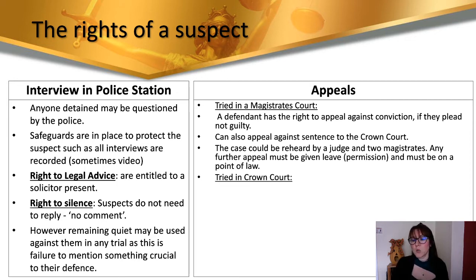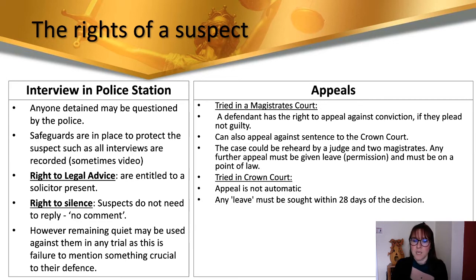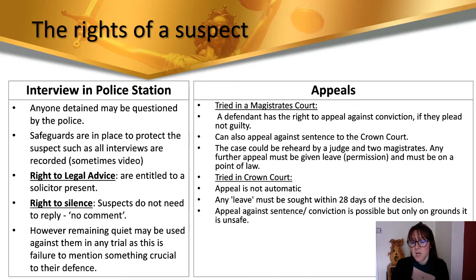If they are tried in Crown Court, the appeal is not automatic. You don't automatically get a chance where you're there and then to appeal it. Any leave must be sought, though, within 28 days of the decision. So if you do want an appeal, then you have to do it within 28 days. Appeals against sentences and convictions is possible, but only on grounds of it being unsafe.